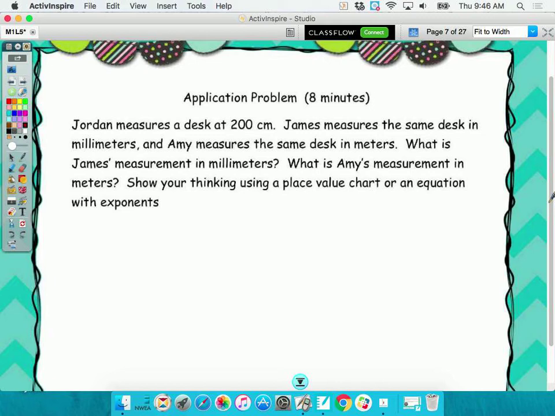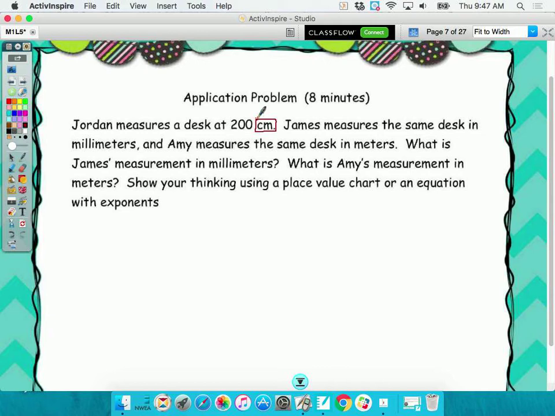So Jordan measures a desk at 200 centimeters. I think I should highlight, I just feel like it has something to do with measurement. I guess Tucker didn't hear me. I said I didn't want to waste a whole piece of paper just for this problem, so you're just going to have to read it up here. Oh. Okay? And maybe you were still at the sorter when I said that.